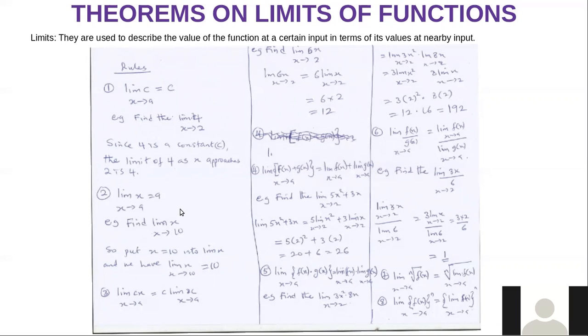So where you see x, you pick the value of what? X as the limit. Then if you put x is equal to 10 into the limit, then you now have, as x tends to 10, the limit is equal to what? 10.